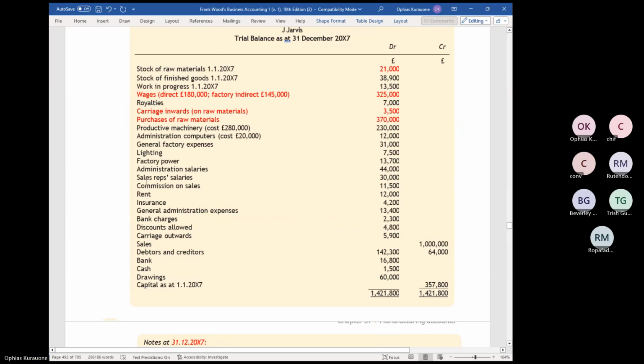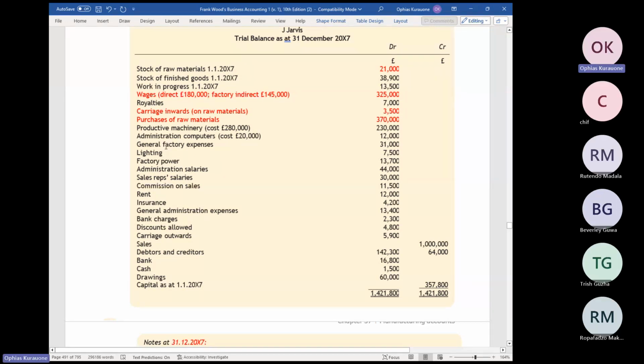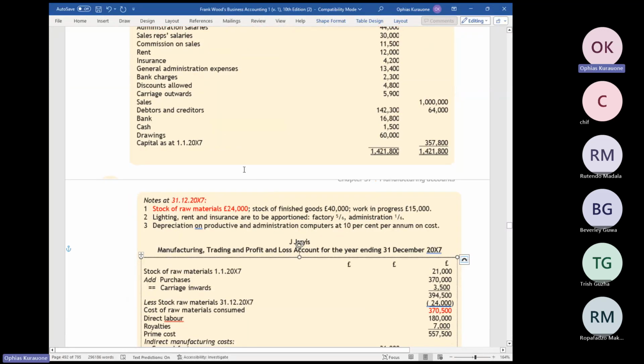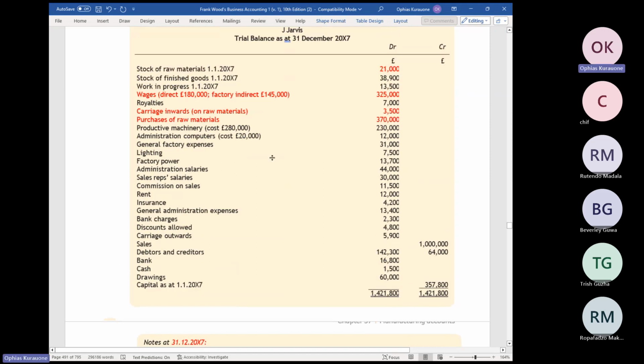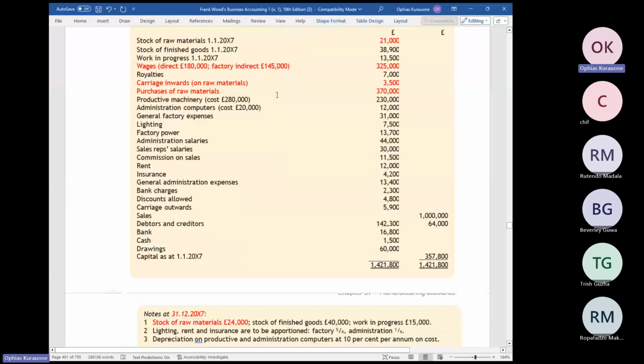Then direct labor. The direct labor is given. We are being told that when you come to our trial balance here, we have production machinery, administration, computer, general factory expenses. Then we come here looking for the direct labor. Direct labor is 180,000. So you pick 180,000 so that you can come up with the prime cost. You don't pick 145. 145 is indirect. This one won't come under prime cost.